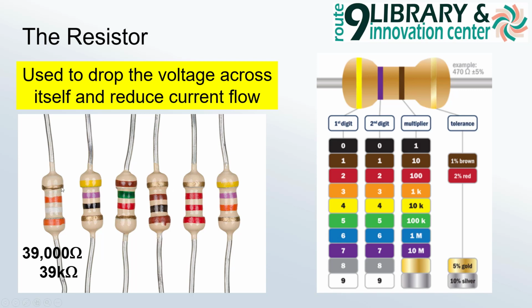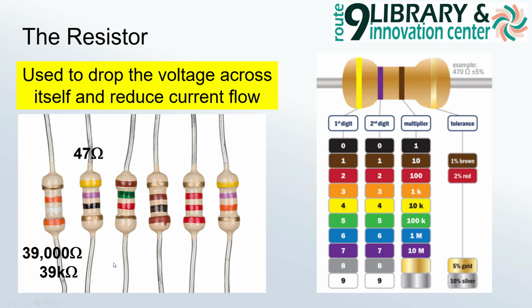In this situation, you go on the opposite side of the gold and you look at the color. This one's orange, which is a 3, the first digit. The next one is a white, which is a 9. And then the third one is the multiplier, which is an orange, which is 1,000. So this resistance is 39,000 ohms, or if we use our SI units, it's 39 kilo ohms.